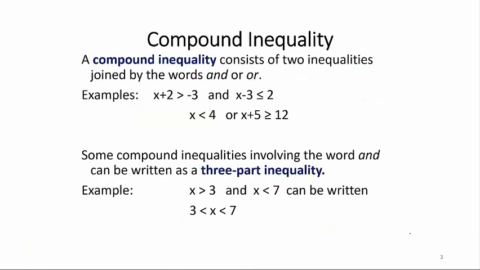So this is important because when we talk about what a compound inequality is, it involves an AND or an OR statement. So a compound inequality consists of two inequalities joined by the words AND or OR. And these are some examples. X plus 2 greater than -3 and x minus 3 less than or equal to 2 would be an example. X less than 4 or x plus 5 greater than or equal to 12. Both examples of compound inequalities.